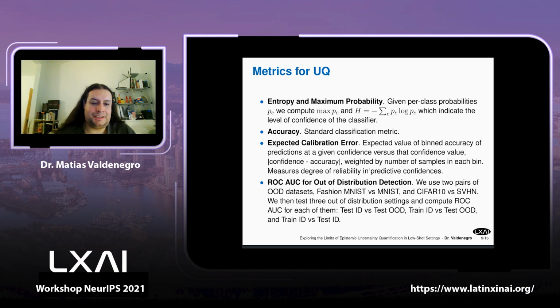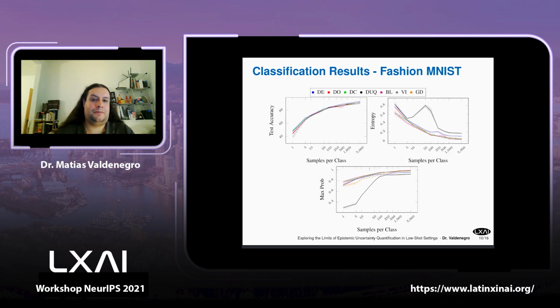And the idea is that these data sets don't share any of the semantic classes. And for this, we use the area under the ROC curve as a metric, because it's basically binary classification. So here you have the classification results for Fashion MNIST. You can see that the test accuracy, of course, increases with the number of samples per class. And the entropy also decreases in the test set.